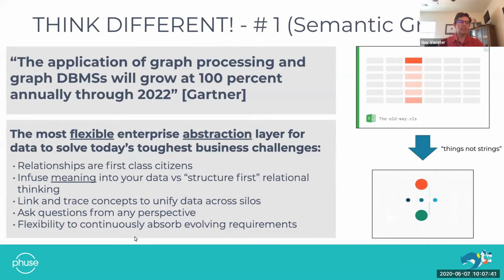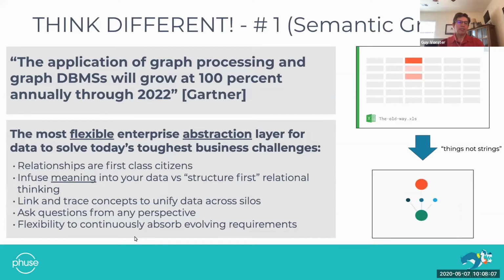And it starts with the concept of being able to use the semantic graph as the foundation to be able to manage any type of data. And again, you'll see this quote here from Gartner, where you can see that they're expecting the application of graph processing and graph databases to grow at 100% annually through 2022. So quite a statement from Gartner. And the question is, why is Gartner so bullish about this?